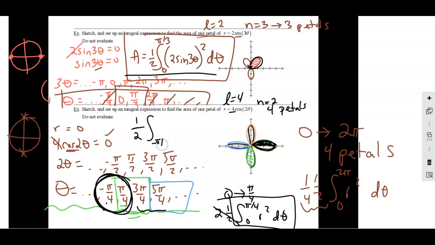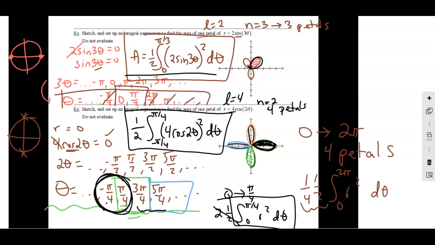That was one petal, right? Negative pi over 4 to pi over 4. We just trace that, and then we plug it in, right? We have 4 cosine 2 theta d theta. And so that kind of changes things, right?